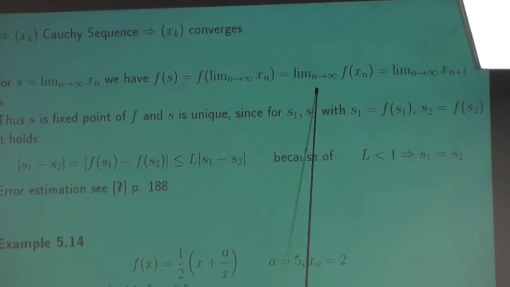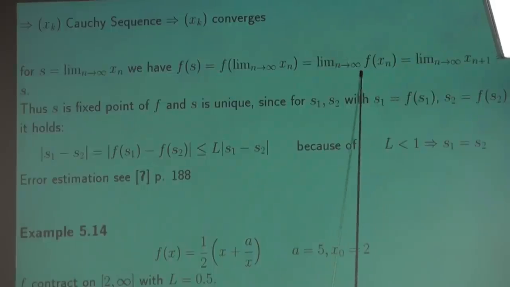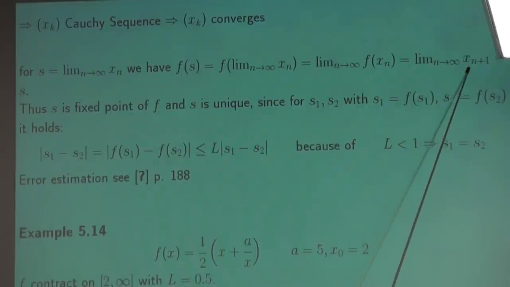Okay, let's continue here. So we are now here. We have the limit of f of xn, and now f of xn gives us xn plus 1, which is the next iterative result. And now we have the limit for n towards infinity of xn plus 1, and this, of course, is s. That's what we had here. And now we are finished. We have shown f of s is equal to s, and that means our limit is a fixed point of f.